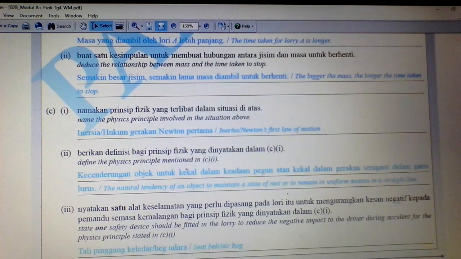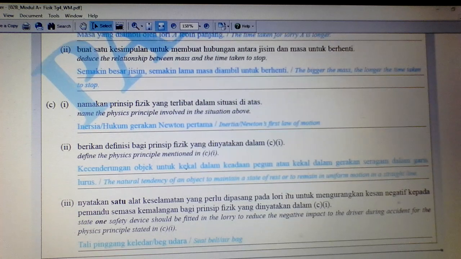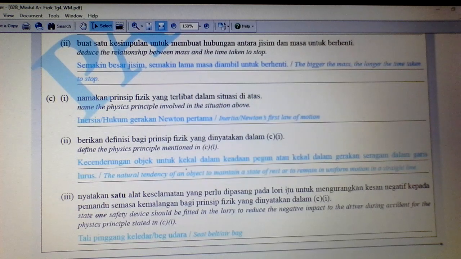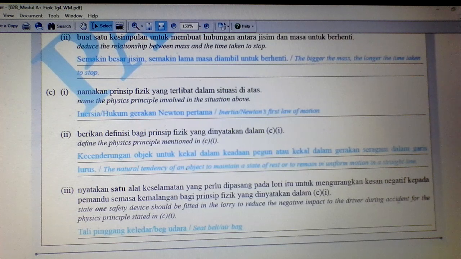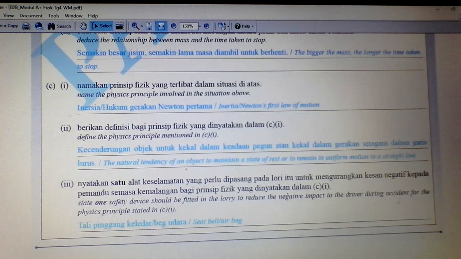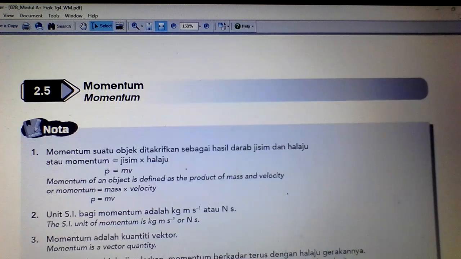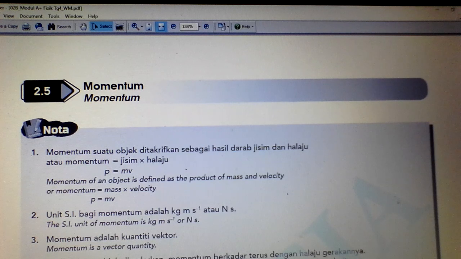Okay, state 1 safety device that should be fitted in the lorry to reduce negative impact to the driver during an accident. For the safety features of a car, we have seat belt or airbag. Just state 1. Okay, so that one is about inertia. I will continue with momentum in the next lesson.